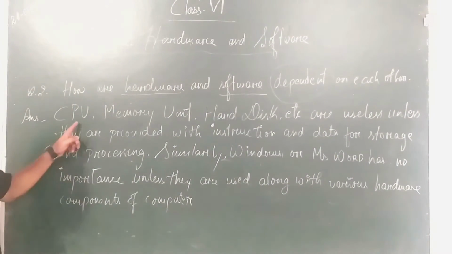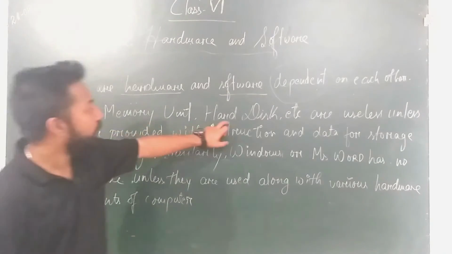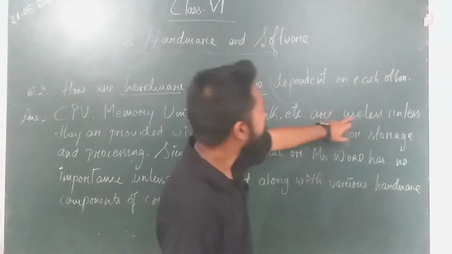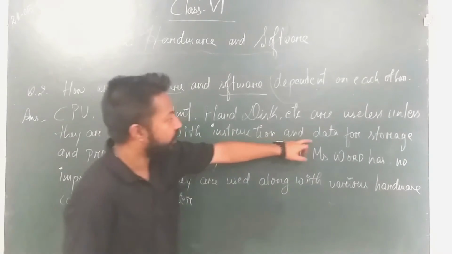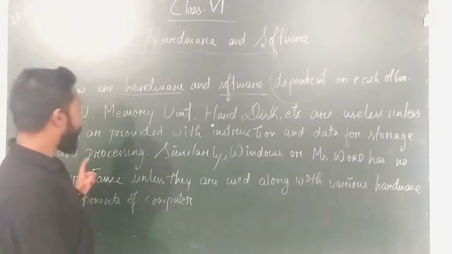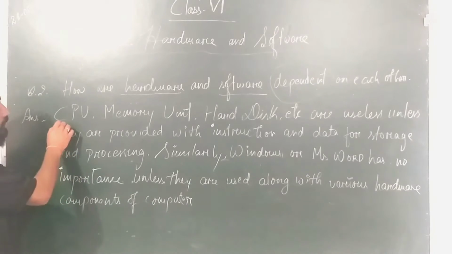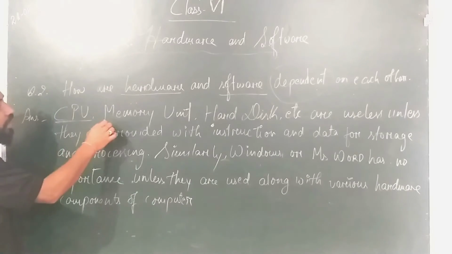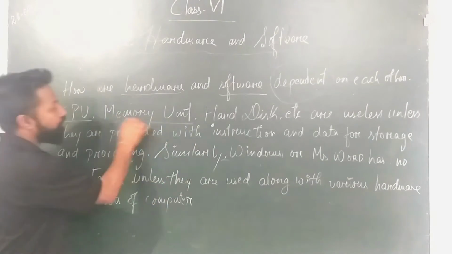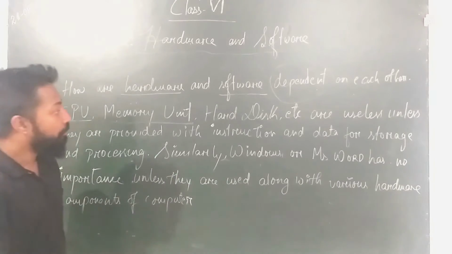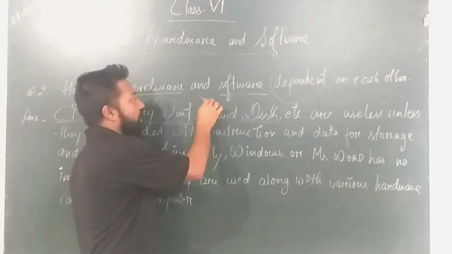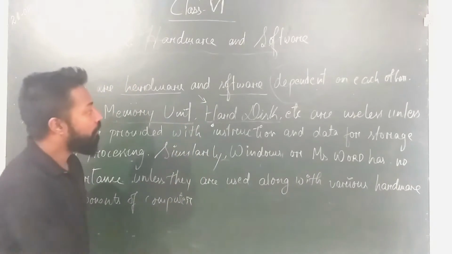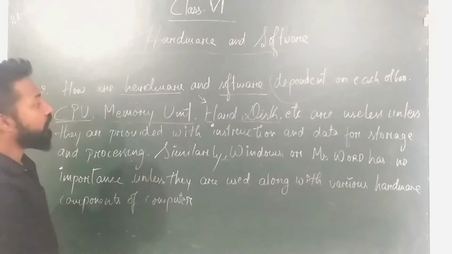So the answer is, CPU, memory unit and hard disks etc. are useless unless they are provided with instructions and data for storage and processing. So these are certain hardware. CPU is the hardware, memory unit, the unit where we store the memory. The hard disk, this is the storage device of the computer where the data are stored permanently. So these all are the hardware.